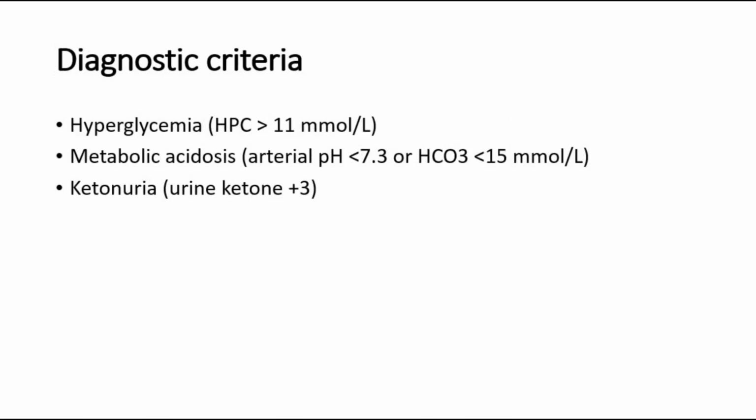This is the diagnostic criteria to diagnose DKA. First one is hyperglycemia, where the capillary blood glucose is more than 11 millimole per liter. Second is metabolic acidosis. Third is ketonuria, which means there's ketone found in the urine. Diagnosed when the urine ketone is plus 3 and above.